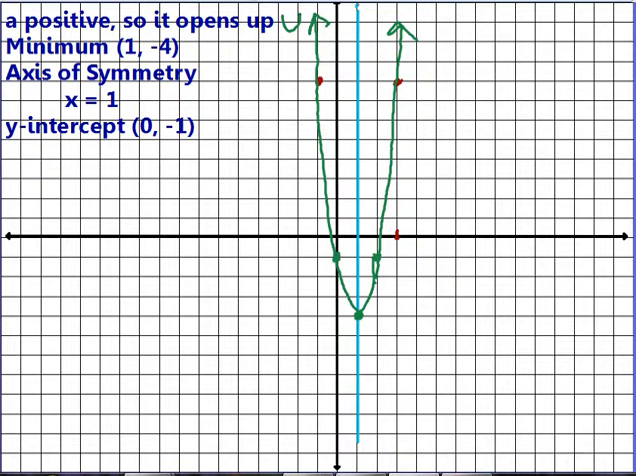Remember, we found the axis of symmetry. We used that x value to find our vertex, and then we used an x value of 0 to find our y-intercept. I found one more point on my graph just plugging a random number into my equation so that I could have a better overview of what my parabola was going to look like.